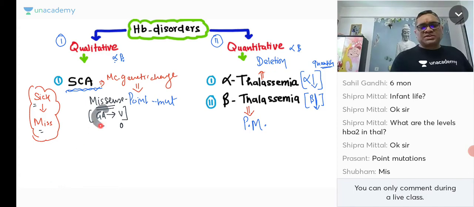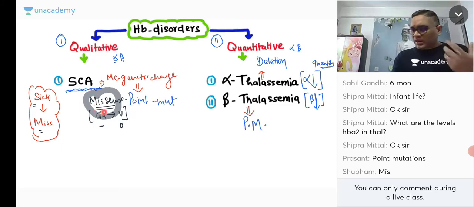Now can you notice the sense has been changed? Glutamic acid was something else, valine is something else. Glutamic acid was soluble, valine is insoluble. So sense has been changed. So it is called as missense point mutation.